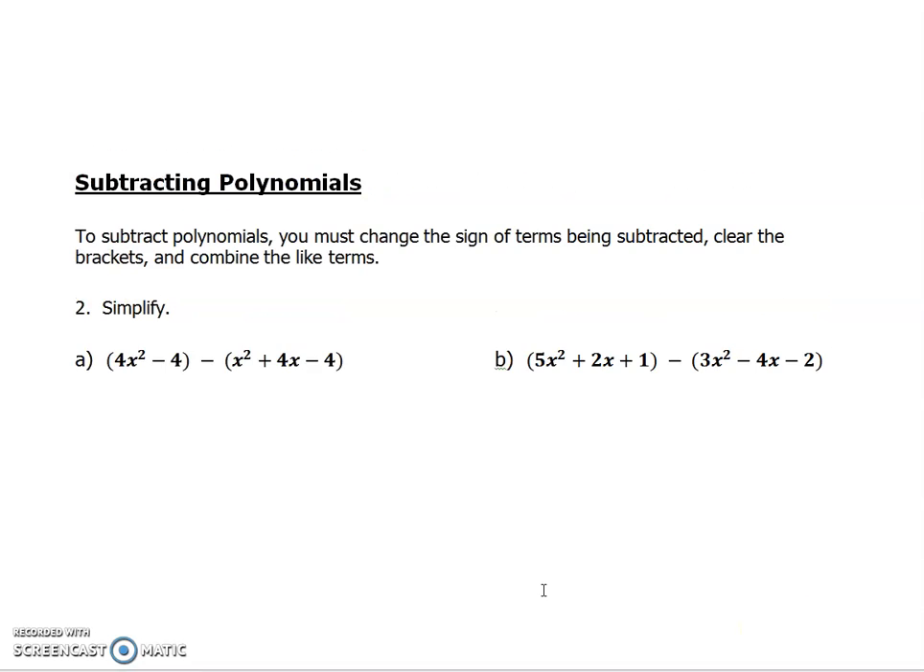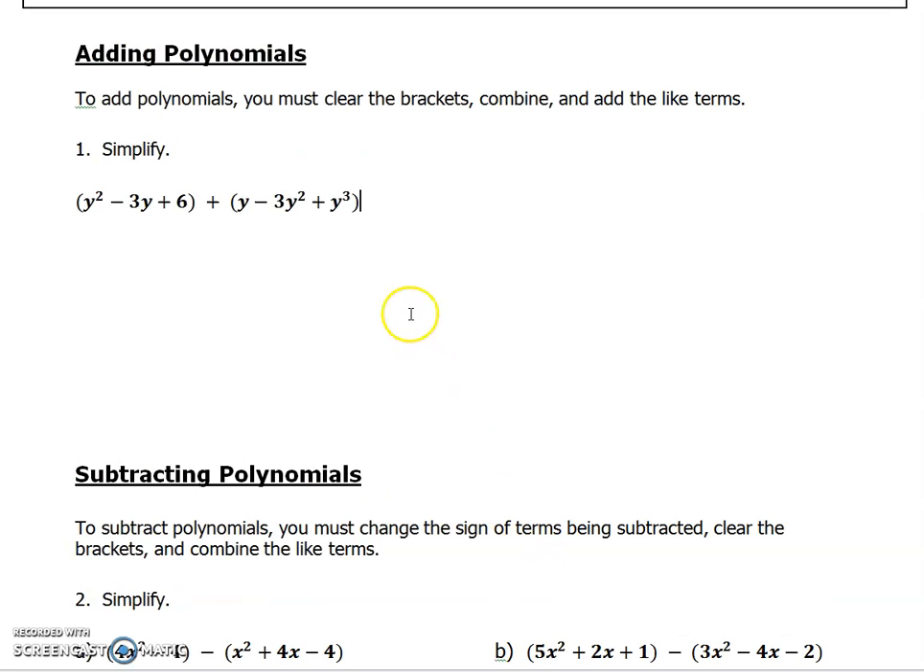Now first question, how do you know when you're adding versus when you're subtracting? Well, here's a polynomial right here. Notice that it's in its own brackets. It looks like a trinomial, 1, 2, 3 terms. And here's another one, another trinomial. And if you look right in between both of the trinomials, there's an addition symbol. So we are adding these two separate polynomials together.